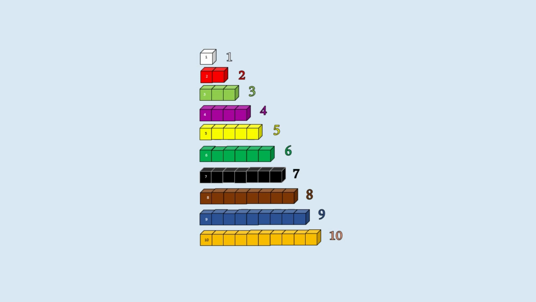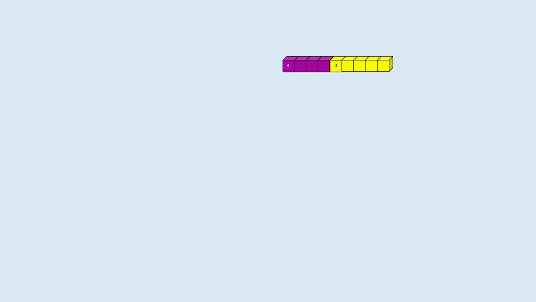Put a blank sheet of paper on the table and ask your child to find a bar that is the same as the number 4 and a bar that is the same as the number 5, and to put these bars end to end on the sheet of paper. Then ask your child to find the bar that is the same length as the purple plus the yellow, and place it above them. Next, ask your child to say the number that the blue bar represents.